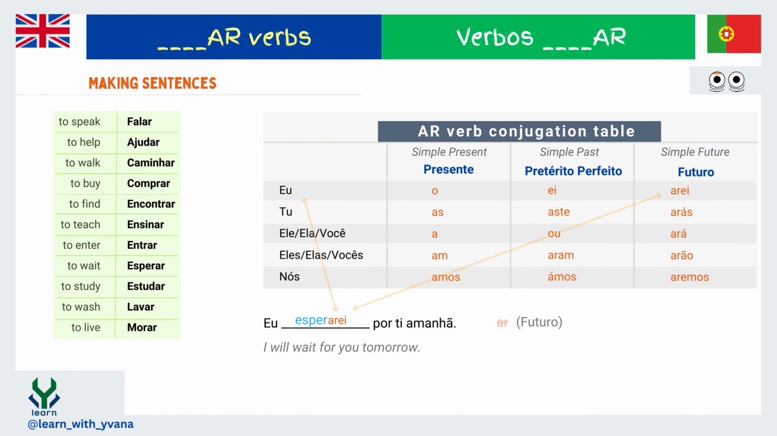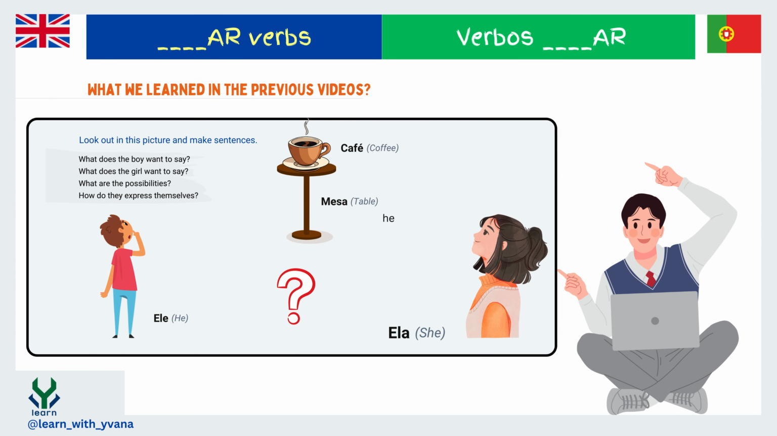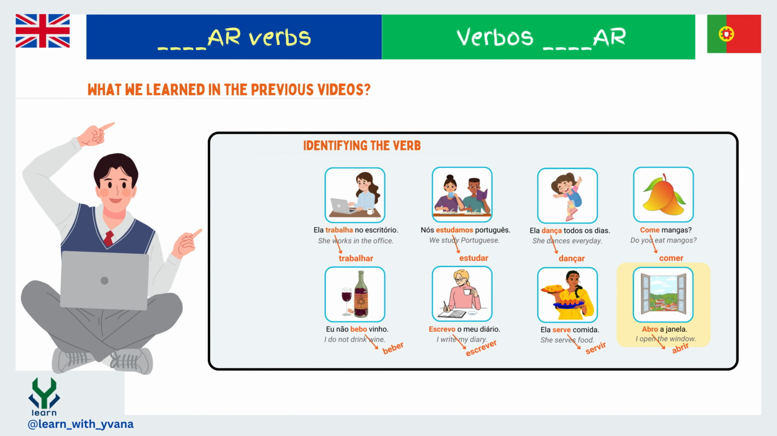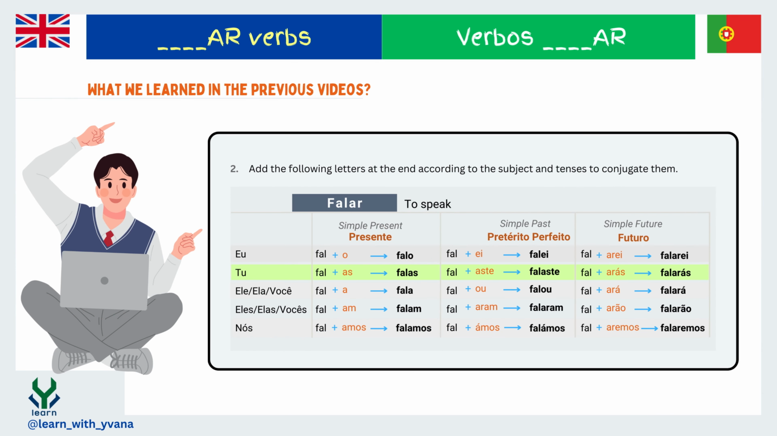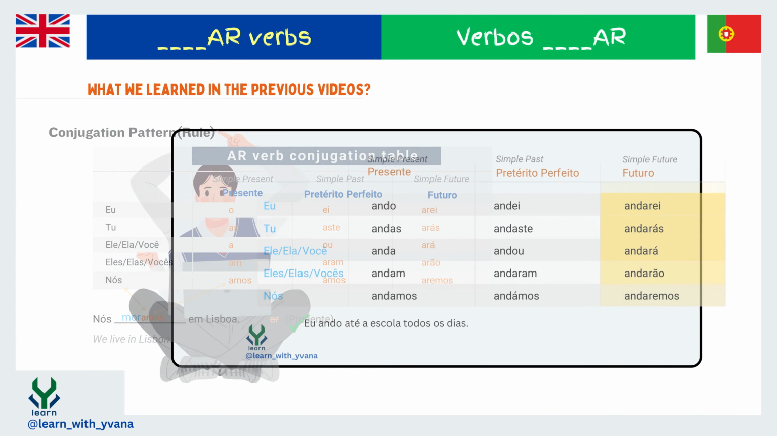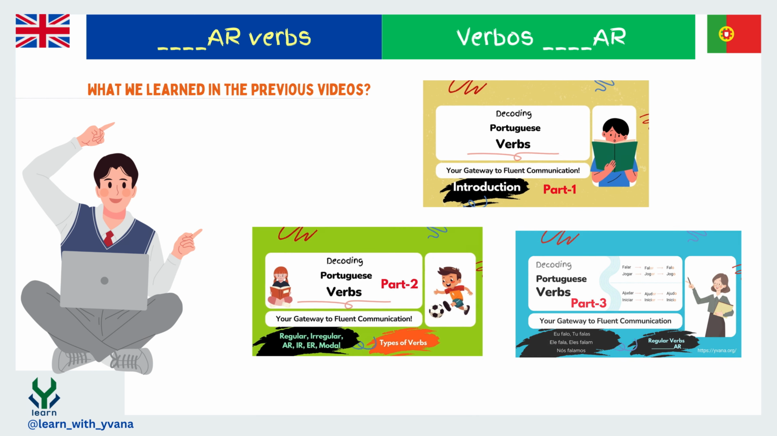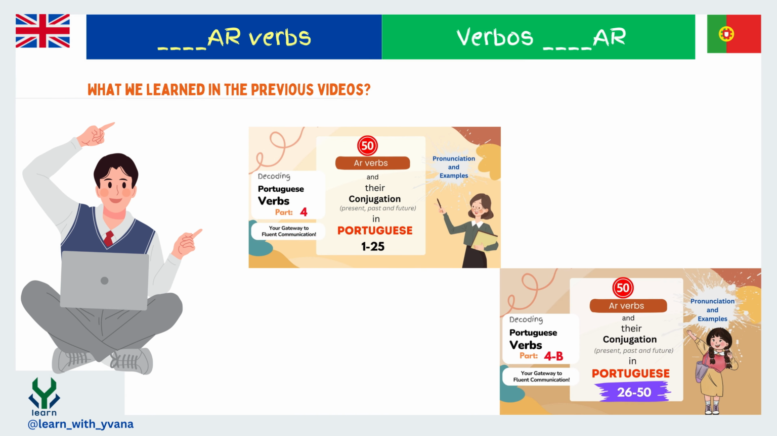Hello friends, como estão? In the previous videos, we learned about verbs. We learned what verbs are, their importance and types, and how to identify and use them with different subjects in different tenses. We found an easy way to make sentences using the AR verbs conjugation table, or we can say conjugation pattern. If you have yet to watch those previous videos, I recommend that you watch and learn from those videos first. The links are in the description.